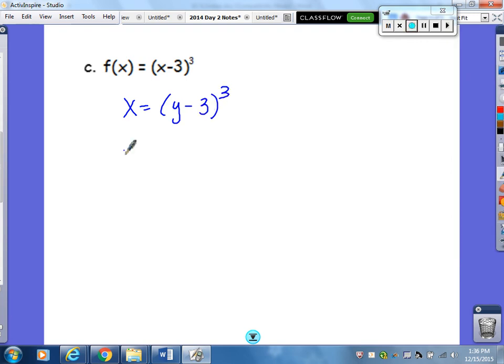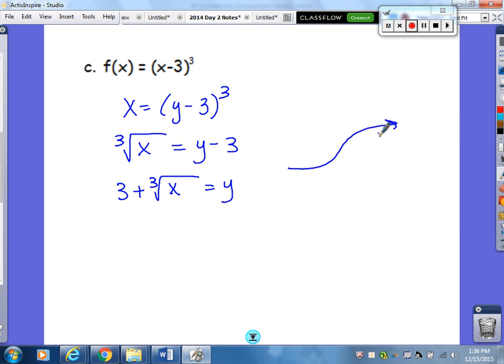Cube root both sides, so I get the cube root of x is equal to y minus 3, and then add 3. All right, is this a function? Well, a cubic graph looks like this, right? Cube root graph looks like that, so that's a function, so that means our inverse is a function, because this is just a cube root graph that's been moved up 3.